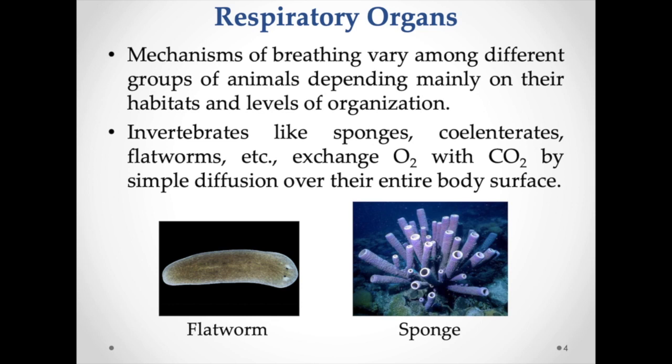Now, let us see the flatworm. In flatworms, almost all the cells of these organisms are exposed to the surroundings. So, the exchange of gases easily takes place by the simple process of diffusion. This is a sponge. Even here, you can see that all the cells are of almost the same type. The exchange of gases here also takes place by the simple process of diffusion.